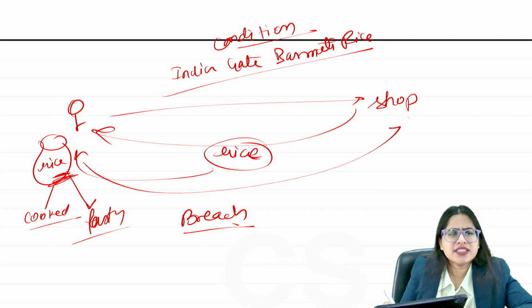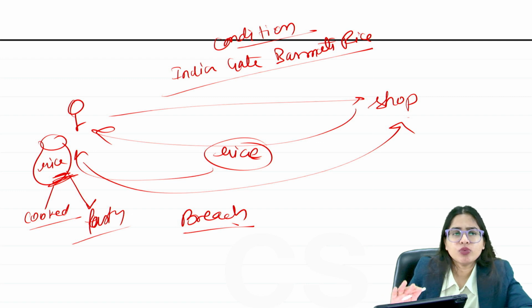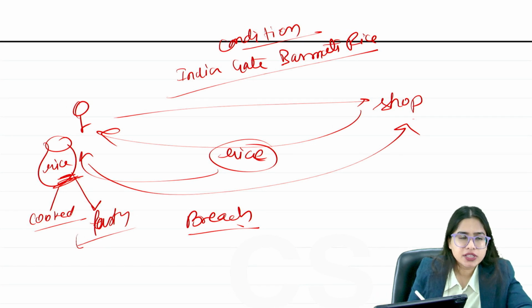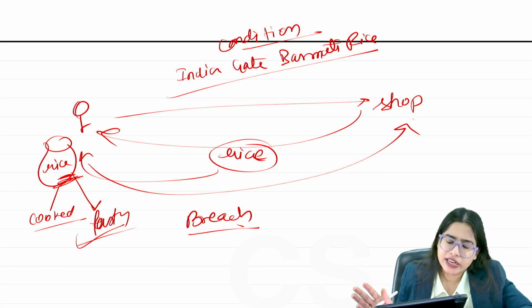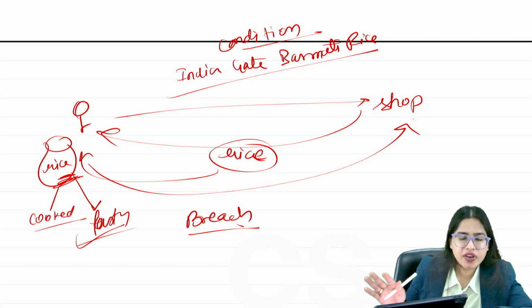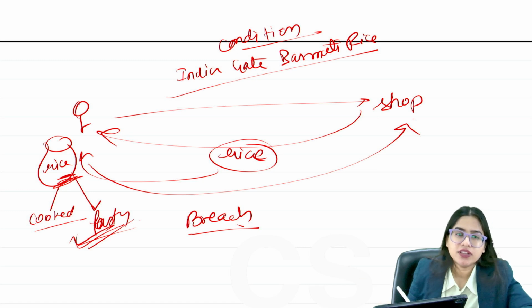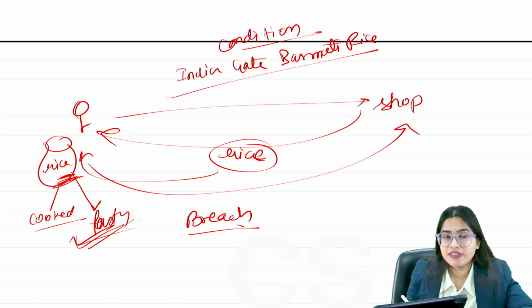So voluntarily I said to the shopkeeper, it's fine, even if you breach the condition, I don't want to cancel the contract. I will keep this rice only, even if it is not India Gate Basmati rice. Even if you have breached the condition, it's fine. I forgive you. I will keep this rice only. This is known as a voluntary waiver by the buyer.